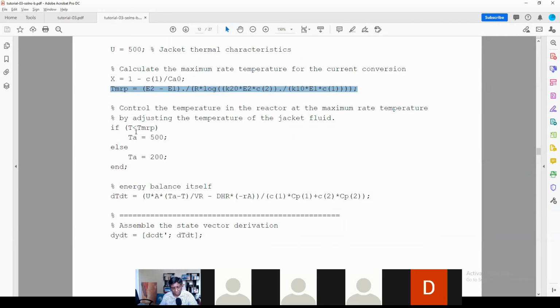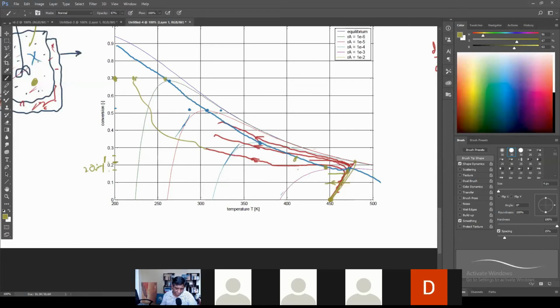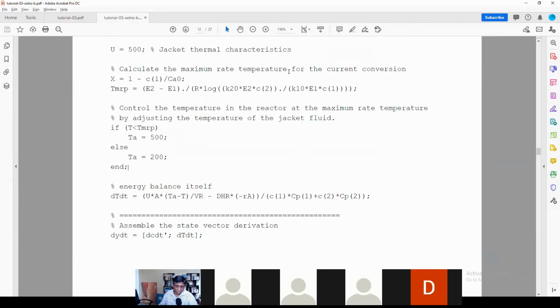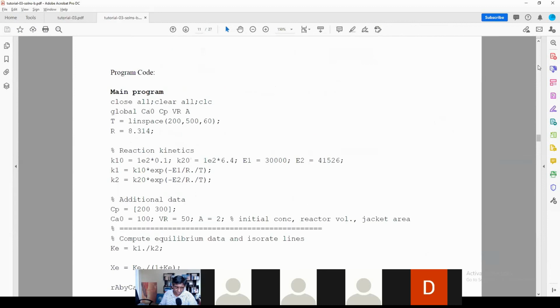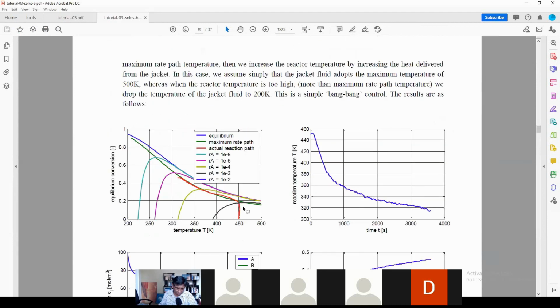And if my reactor temperature is below the maximum rate temperature, then I apply heating, and otherwise I apply cooling. And so this is a kind of, they call it bang-bang control, because you are switching between, bang here, bang there. So you are switching between two applied temperatures. And you can see from the result that it's following the maximum rate path temperature like that.